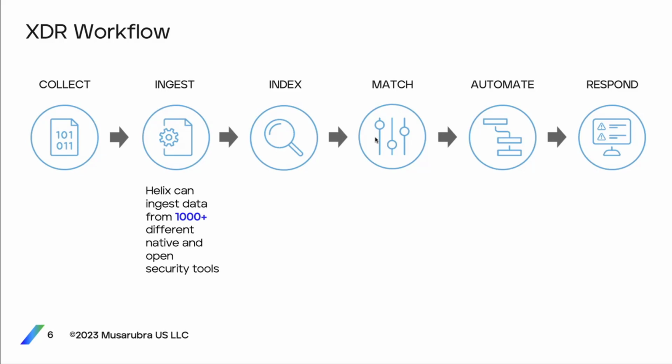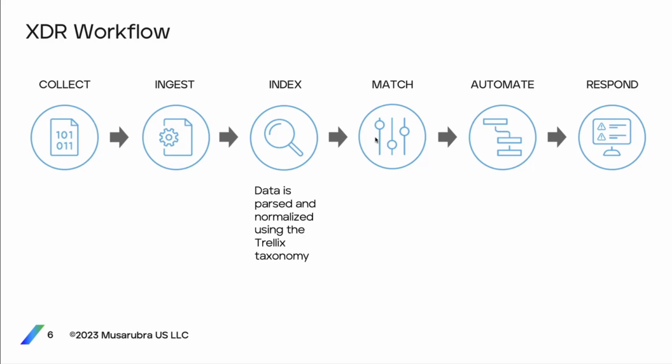And as we ingest that, we can ingest data not only from the Trellix toolset, but also data from over 1,000 different native and open security tools. And we're really proud that this number is growing continually, and we have a commitment to working with those outside resources. As we bring this data in, this data is parsed and normalized using the Trellix taxonomy.